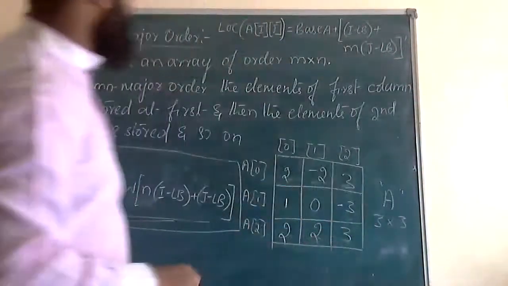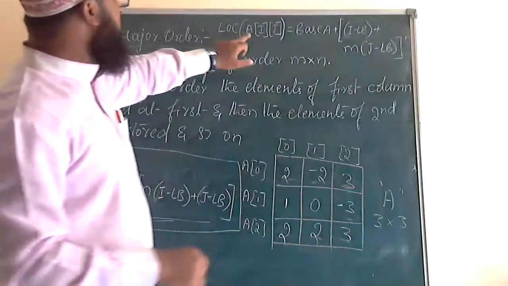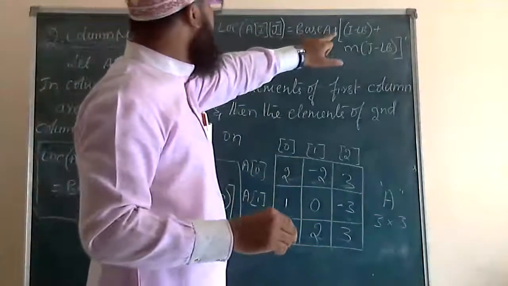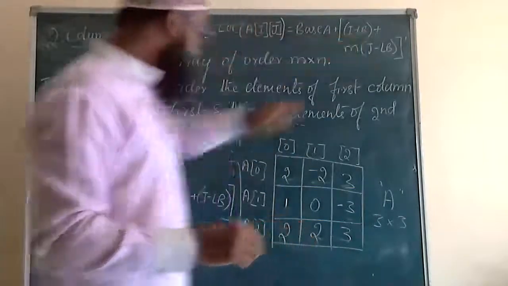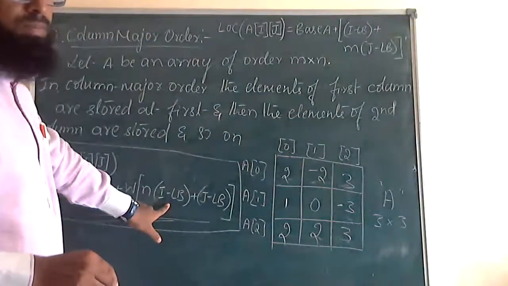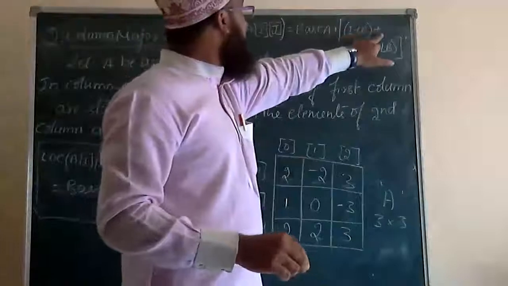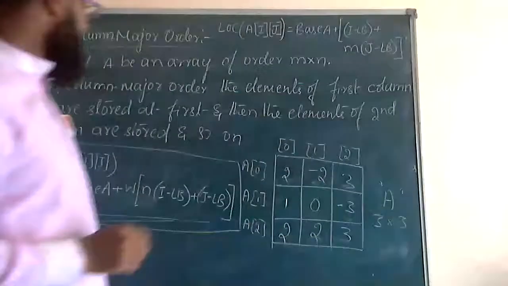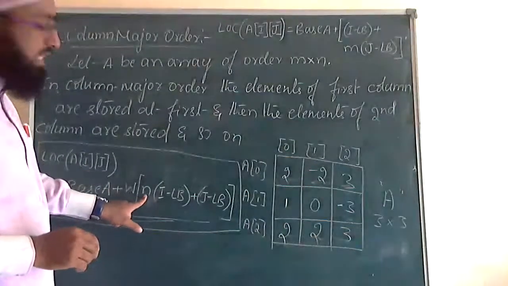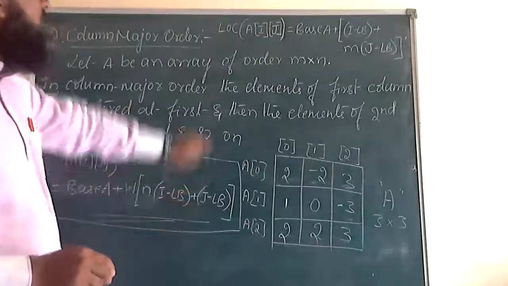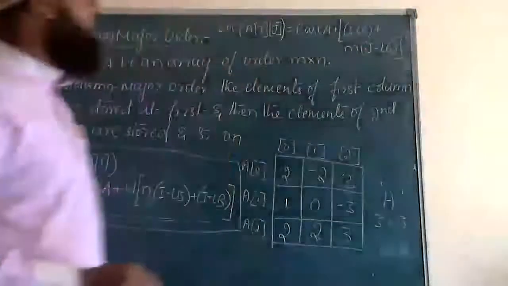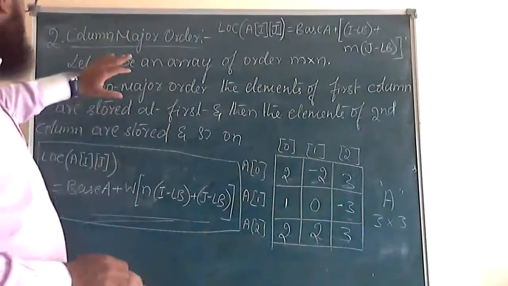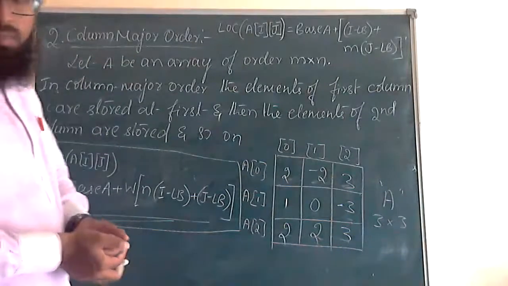Look here, the formula is like this for column major order. Location of A of ij, where this is j, is equal to base A plus n into I minus LB in row major order, plus m into j minus LB. In row major order, we have taken n beside I, but nothing beside j. But in column major order, we have taken m beside j. That is the difference. Hope you have understood row major order and column major order.